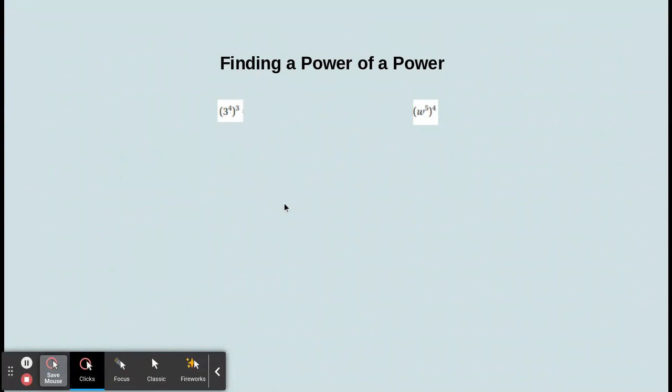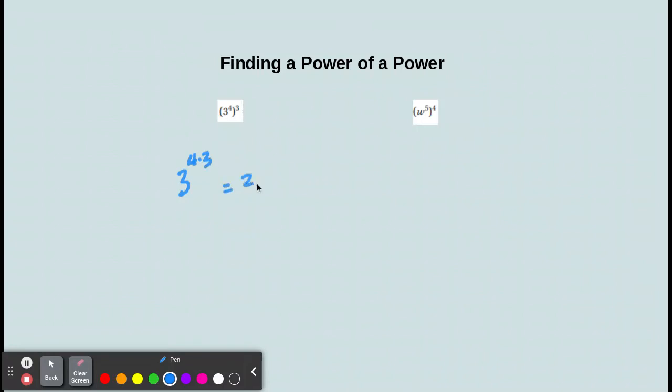Okay, finding a power of a power. That means you have one base raised to a power and all that raised to another. So for this one, 3 to the 4th to the 3rd is the same thing as saying 3 to the 4 times 3, 3 to the 12th. Remember, in this situation, we multiply our exponents. So we're going to multiply our exponents there too. So it's simply just w to the 20th.